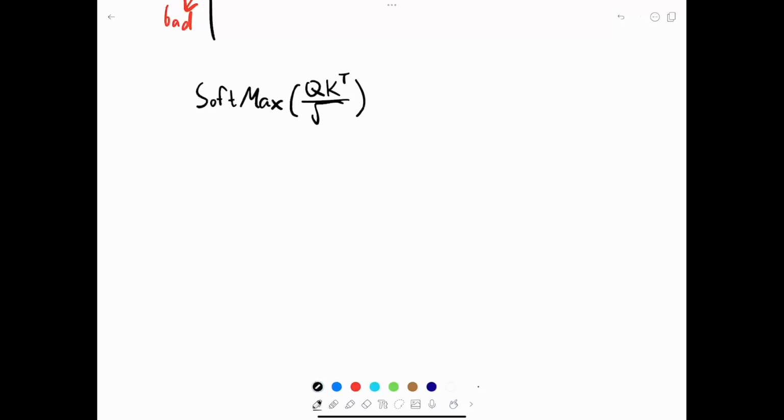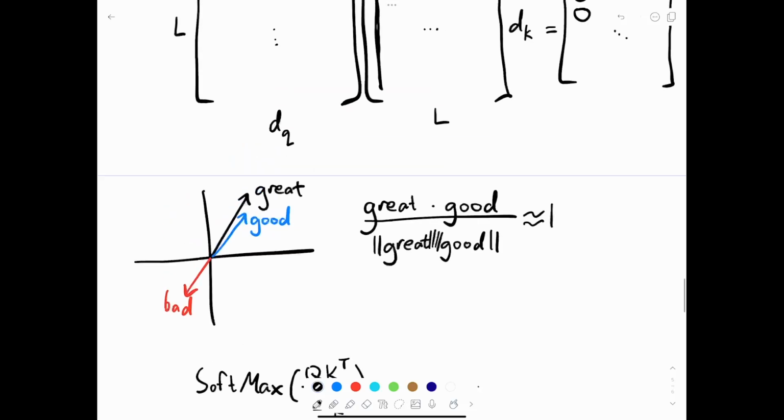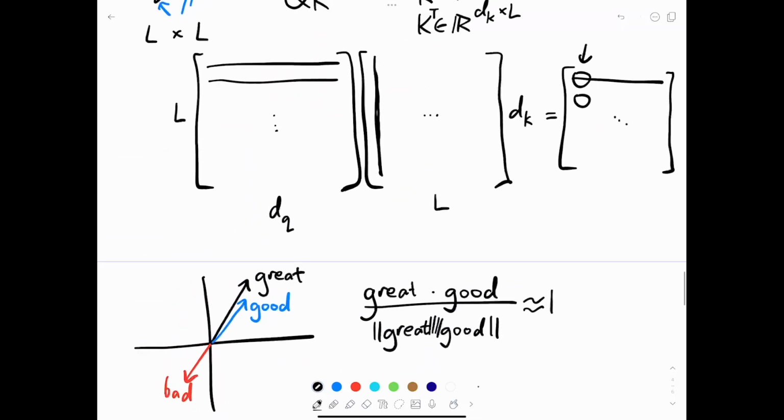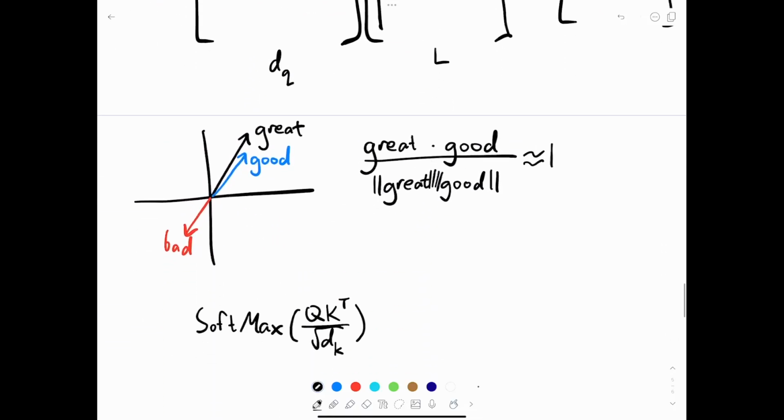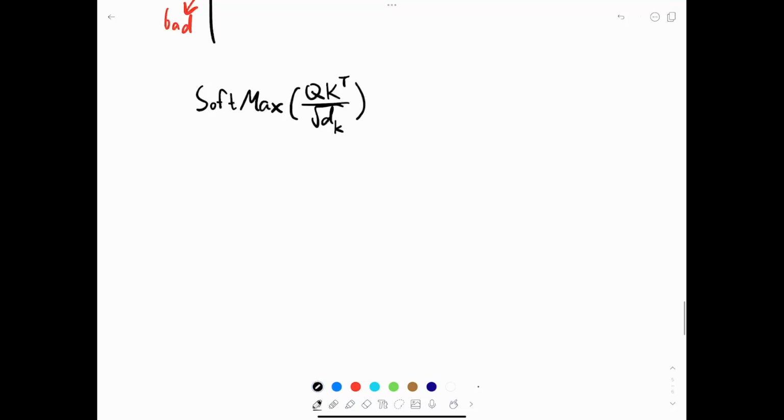Oh, and I should mention that they have a scaling factor, square root of dk, in order to prevent everything inside from being very large. And this is important for the softmax actually. So first I'll explain the softmax, and then I'll explain this scaling factor.